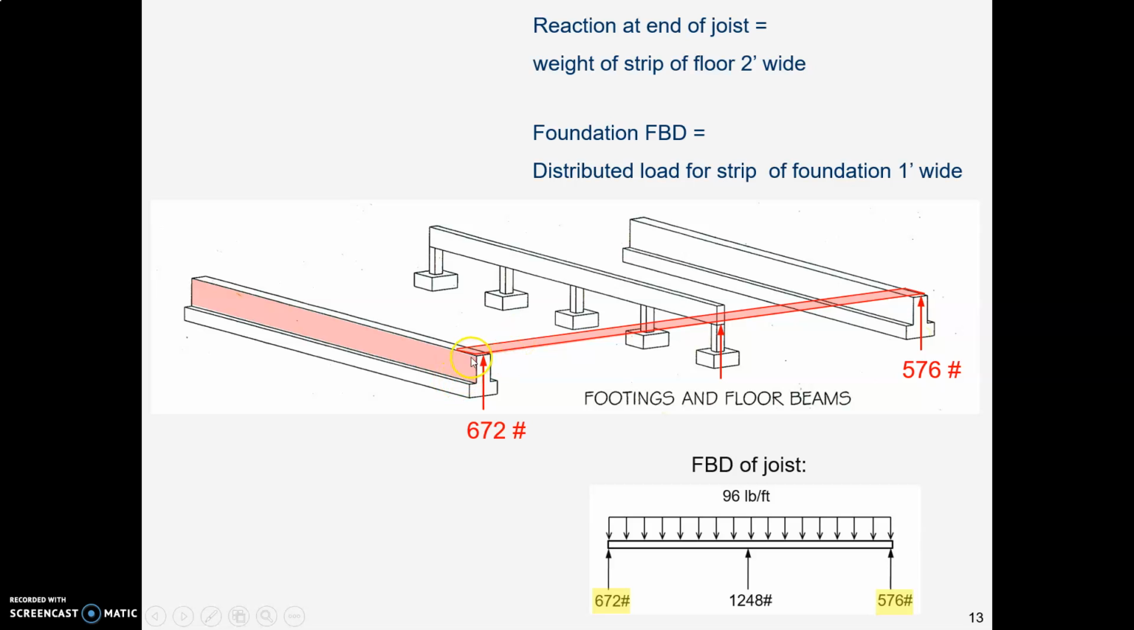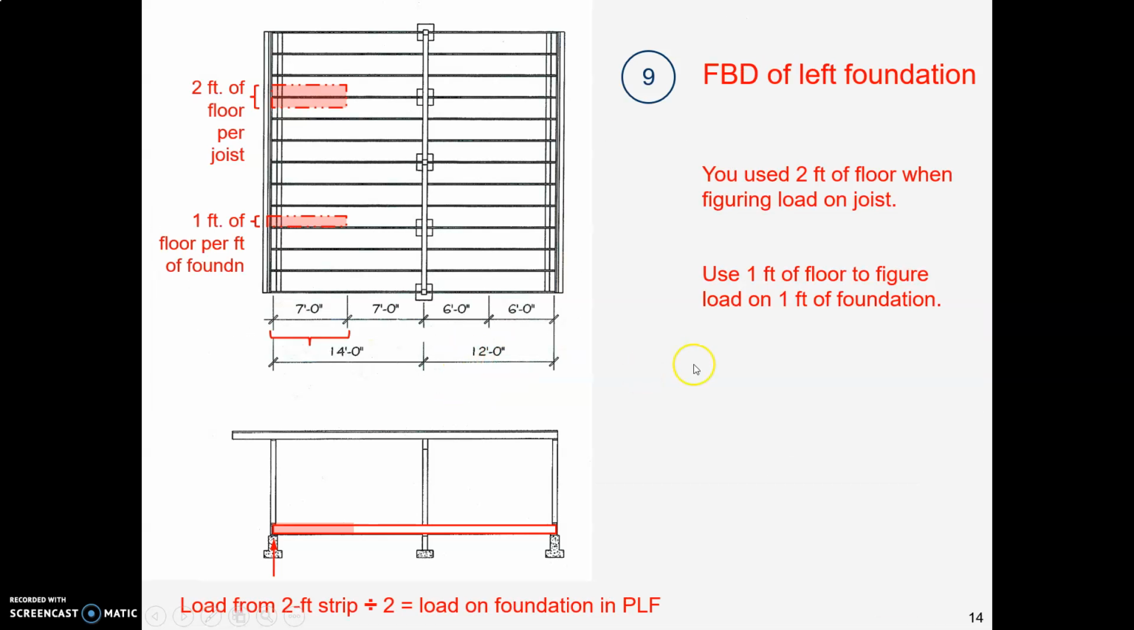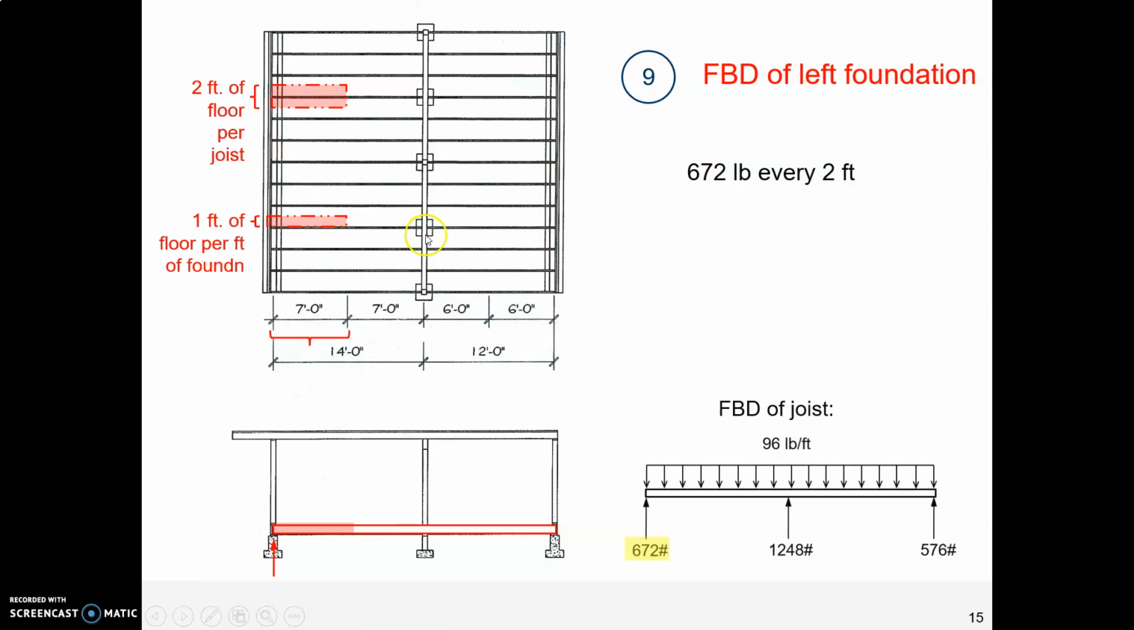If we want to boil that down to how much is happening on each foot of foundation, this might be familiar to you now, we've got to divide our load by 2. So if our joist sitting on our foundation delivers 672 pounds per 2 feet, if we divide 672 by 2, we must get 336 pounds for every 1 foot.